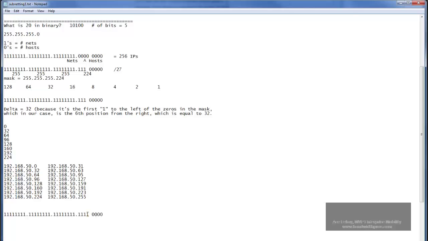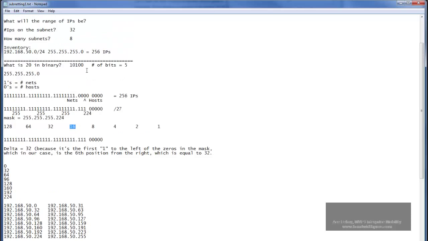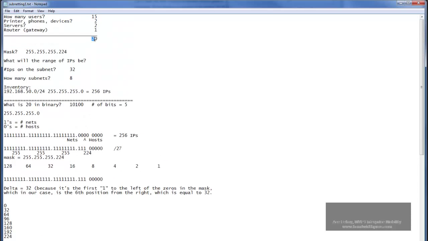What's the delta in this case? The delta in this case is 16. You see that? So what do we have? 16 IPs. That's not enough for what the customer needs. The customer needs 20, so we're at an impasse here. We have to go with the next bit, which is 32. It is what it is. There's not much we could do about it.